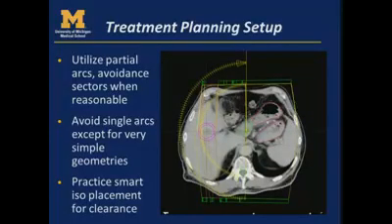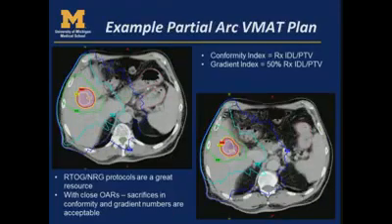For treatment planning, Winston did a great job talking about 3D planning for SBRT. I'm going to talk a little bit more about VMAT and IMRT techniques. We employ those a lot for abdominal SBRT and pancreas, especially because of the surrounding OARs. We typically use partial arcs and avoidant sectors when it's reasonable. We try to avoid single arcs when we set up our VMAT plans, except for very simple geometries. And it's really important to practice smart ISO placement to make sure you have clearance for cone beam CT and for the machine for treatment.